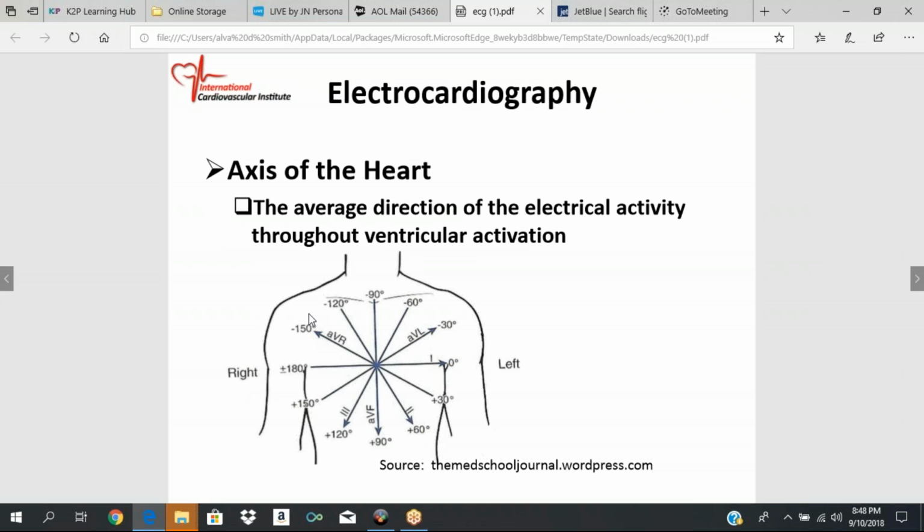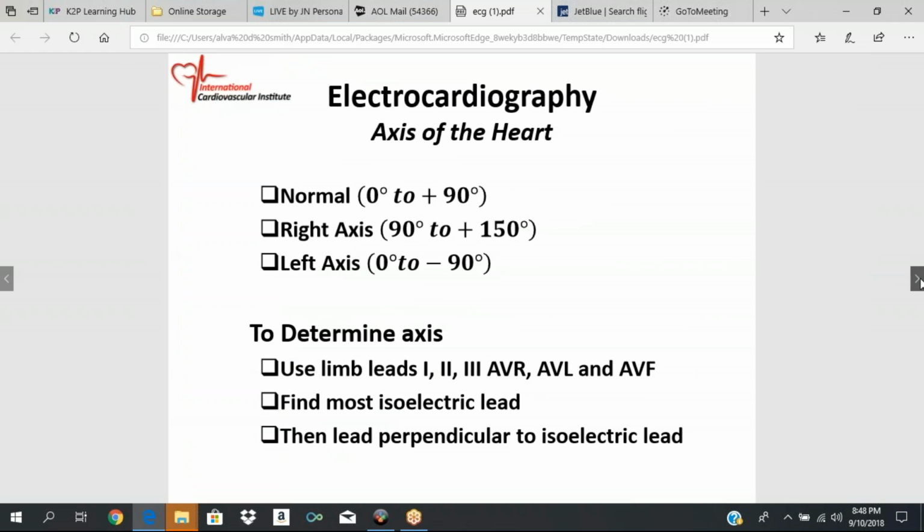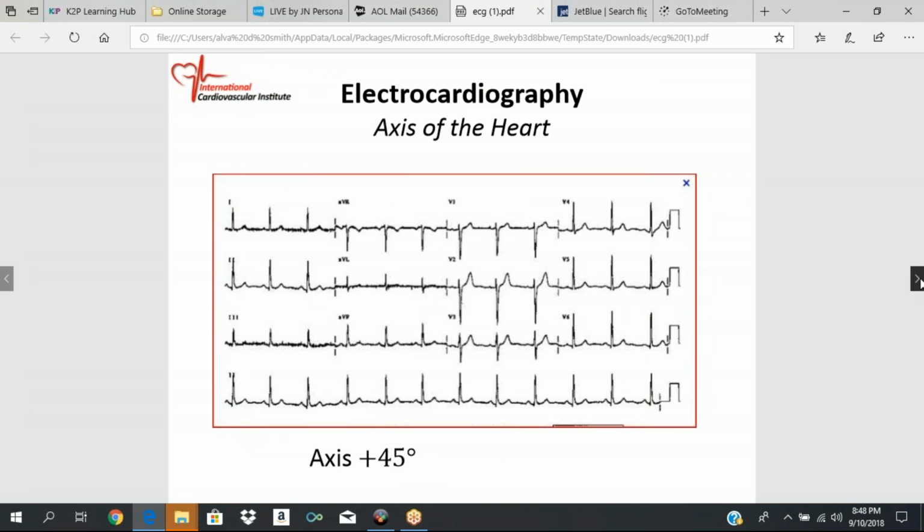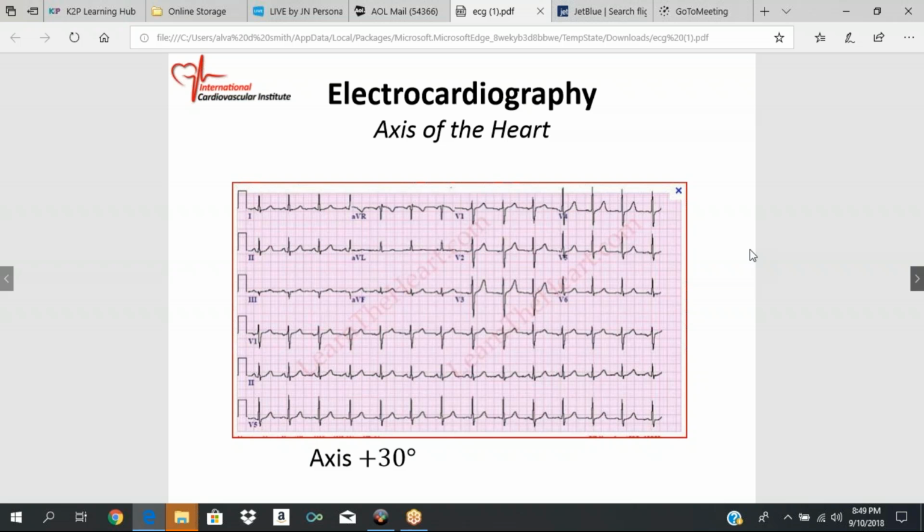All right, so positive AVR is minus 150 over here. So if you want negative AVR, you have to come to the opposite side. Okay, so negative AVR is plus 30. So we have our cheat sheet, so we just go and plug it in. All right, so most isoelectric, lead 3. Perpendicular to lead 3, AVR. AVR is negative, so we have to come down, so it's plus 30. So the axis is plus 30.